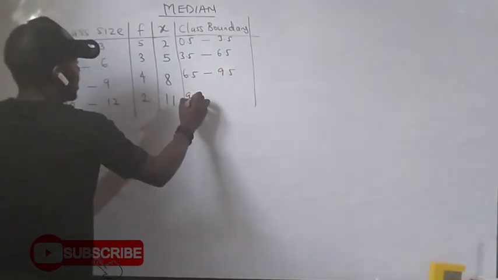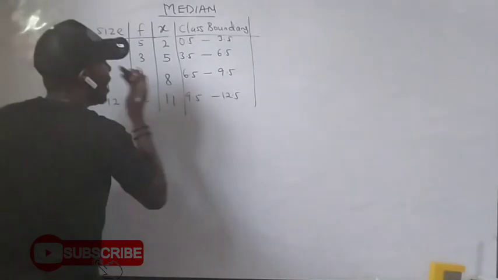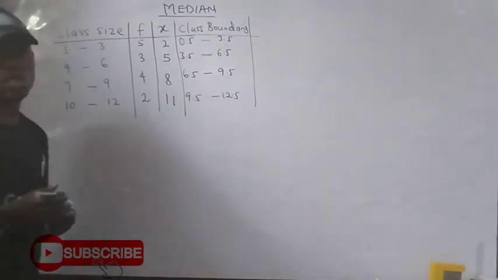I will add, and I will do the same with the high values. Then I will have my class boundary in this form.